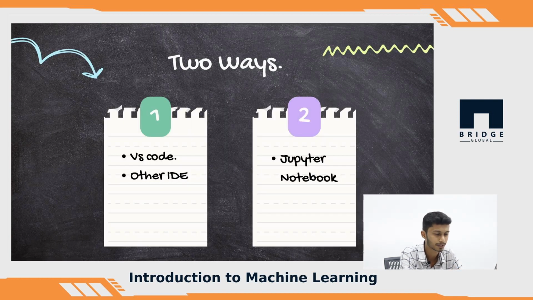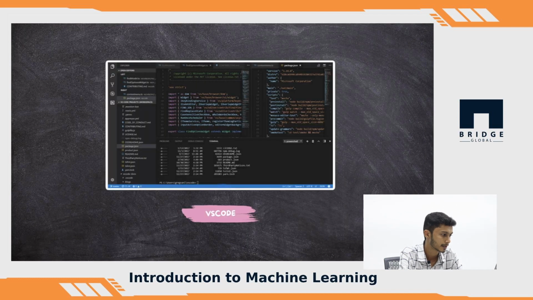We can use some traditional IDEs like VS Code, Visual Studio Code, or any other IDEs that we use for normal software development. And the other way is to use Jupyter Notebook. Actually, that is the preferred way. I will tell you why Jupyter Notebook is preferred compared to VS Code or any other IDEs. So let's see that. Here is an image of Visual Studio Code.